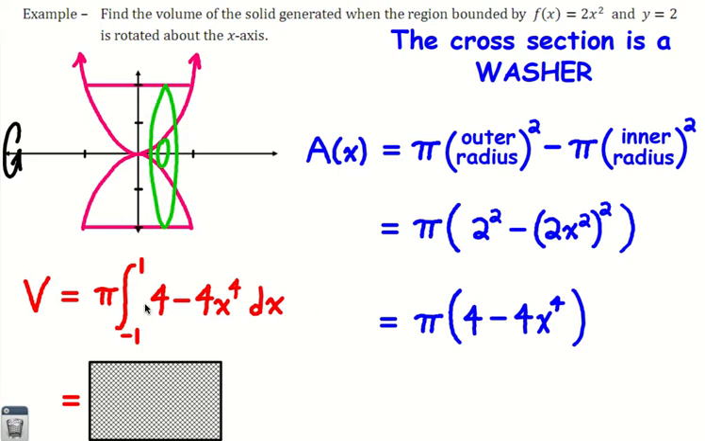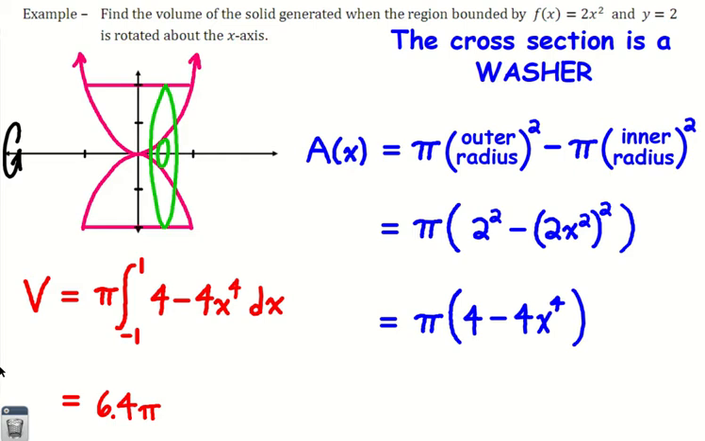And so when you throw this into your calculator, and you might want to do that really quick, pause the video. Make sure you can get 6.4 and then the pi out here. 6.4 pi, which you could easily approximate if you needed to.